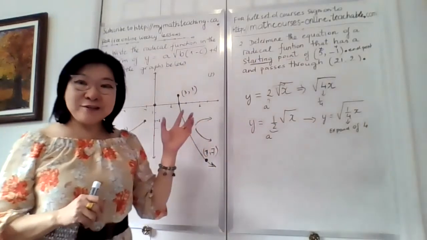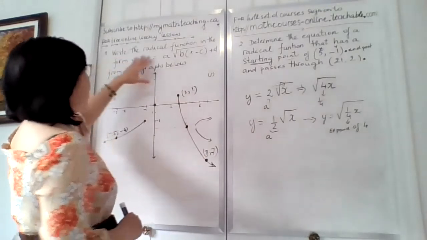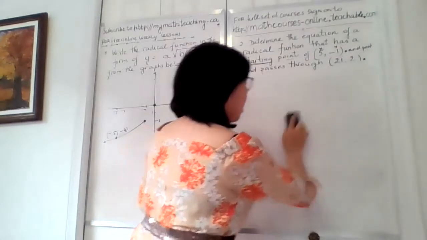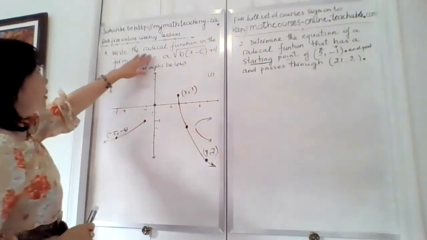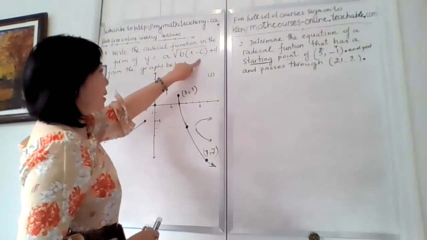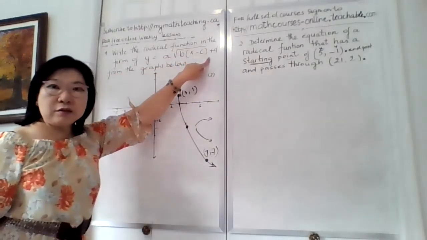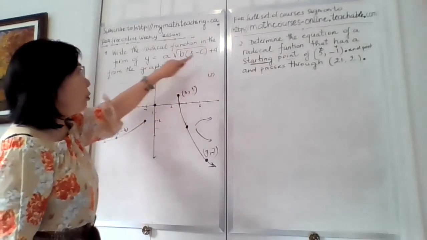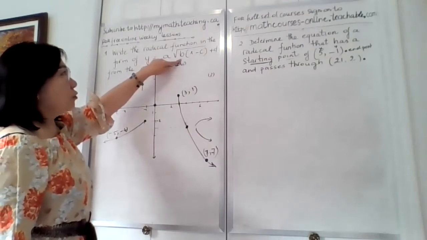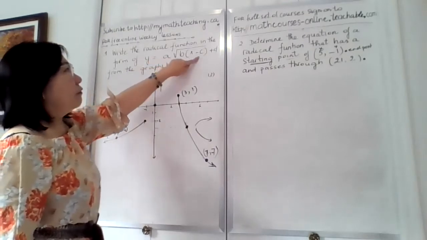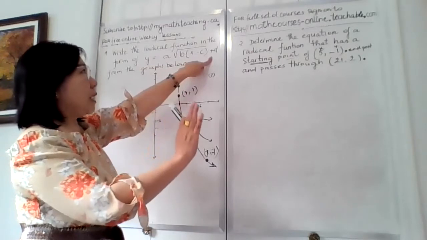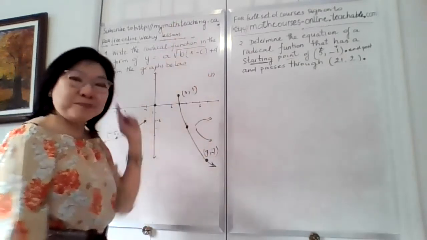So let's get into the question right now. I'm going to read this question out loud to you. Write the radical function in the form of y equals a square root of b times x minus c plus d. If you followed me in the previous lesson, you will know this is the vertical stretch of factor a, horizontal stretch or shrink by a factor b, followed by the shift left or right by letter c, followed by shifted up or down by letter d.